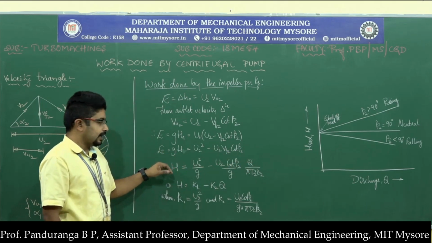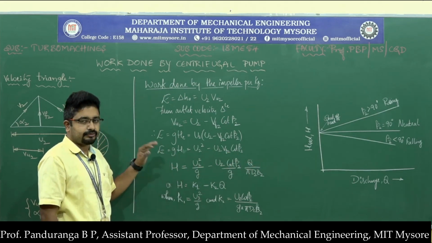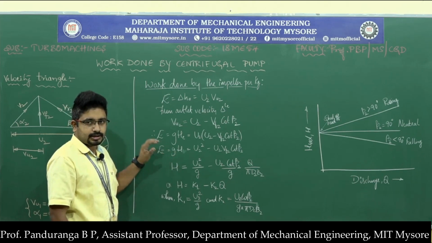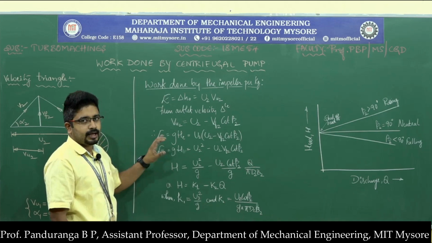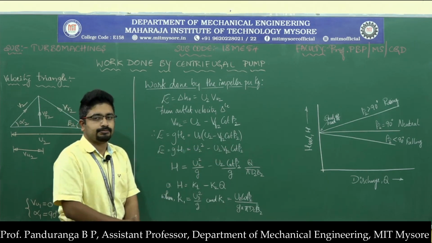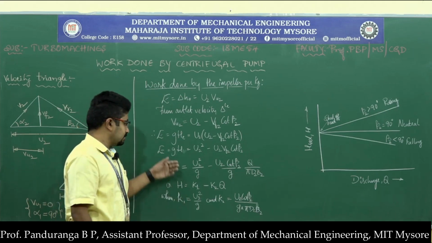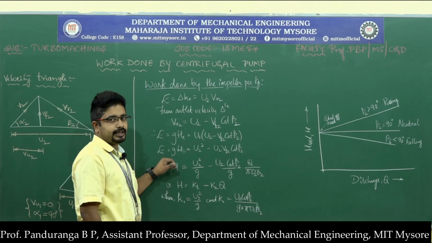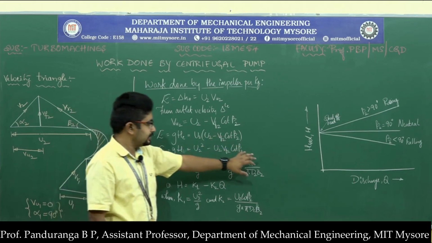And I need head. So I need to find out the relation between head. So this is the energy equation. This is the work done equation. If you multiply mass flow rate to this, you will get the power output or the power required by the pump. So now I need to know the relation between the head developed by the centrifugal pump and the discharge.